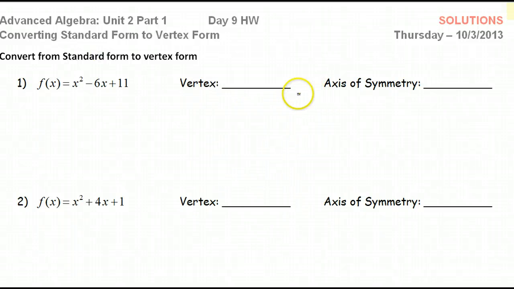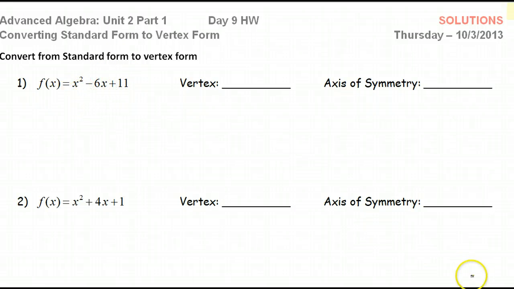Well, in this lesson, we are going to learn how to convert a function from standard form to vertex form. And basically, we will be completing the square. So, this is how we will do that. Well, let's complete the square.